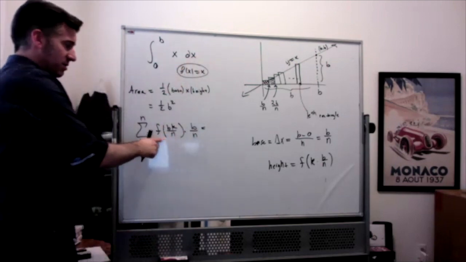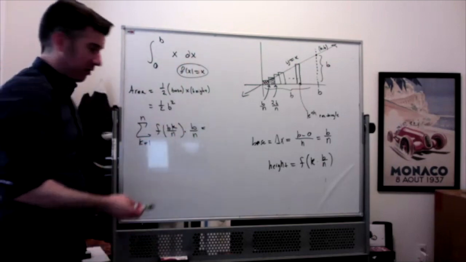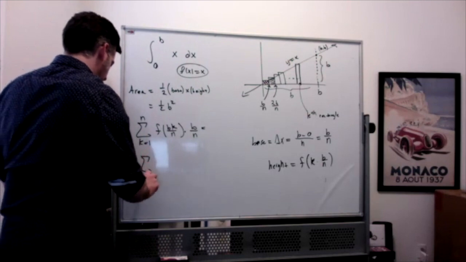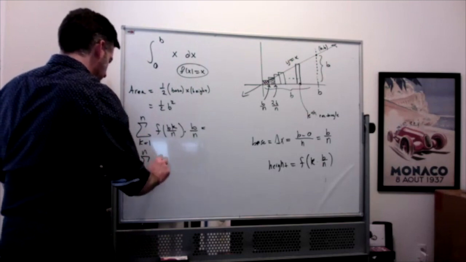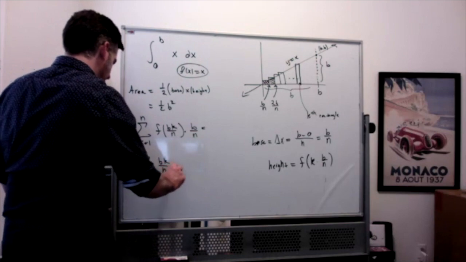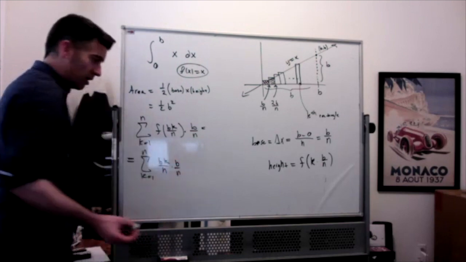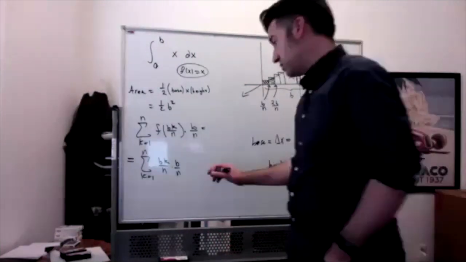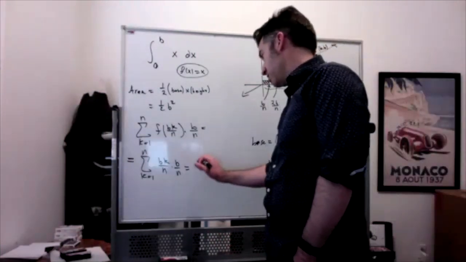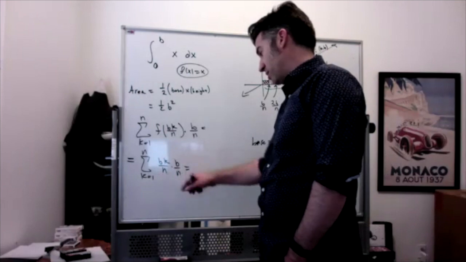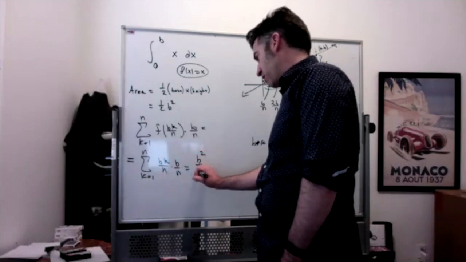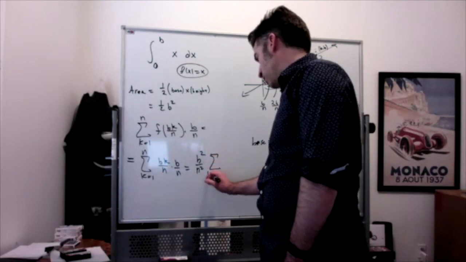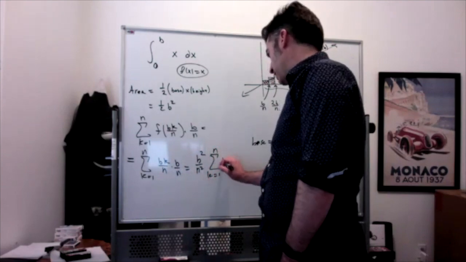So this just becomes f of bk over n is just bk over n. So this is the sum from k equals 1 to n of bk over n times b over n. And simplify, I'm going to bring all of my constants out in front. So the only non-constant is k. So the b over n times b over n, so the b squared over n squared, comes out in front. And I'm left with the sum from k equals 1 to n of k.